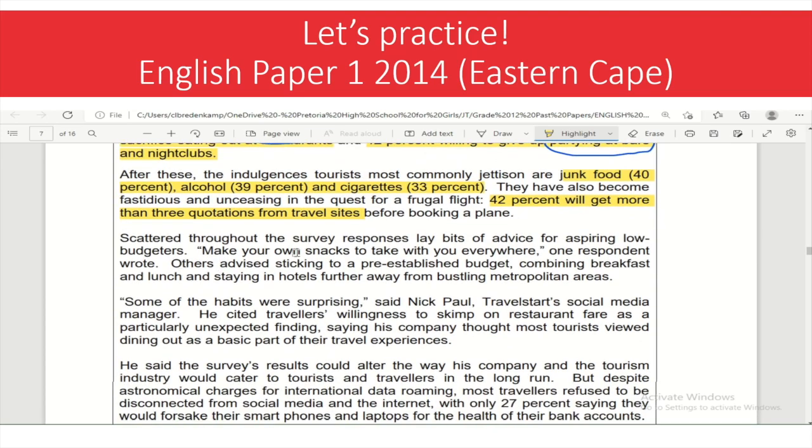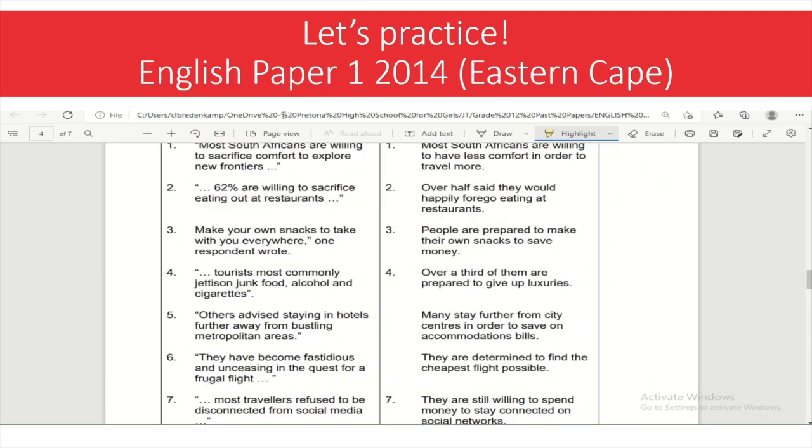Then, scattered throughout the survey responses lie bits of advice for aspiring low budgeters, like making your own snacks to take with you everywhere you go, and others advising to stick to a pre-established budget, combining breakfast and lunch, staying in hotels further away from the bustling metropolitan areas. Let's have a look at what the memo says.